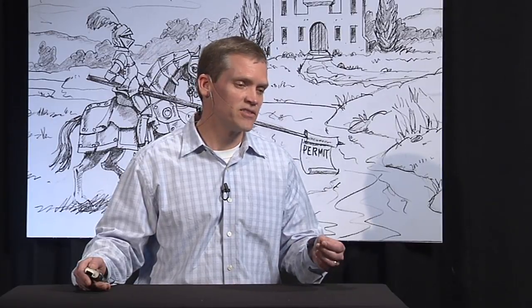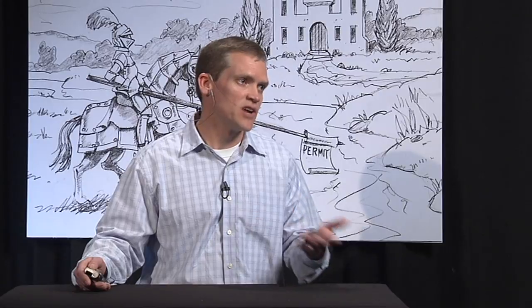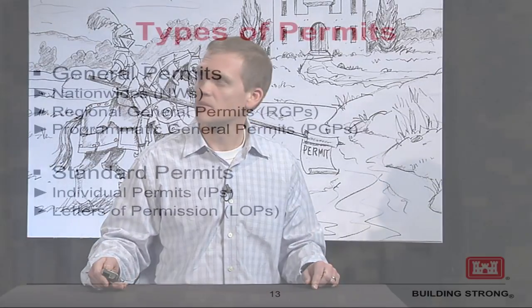To qualify, they have to meet the limits in the description of the nationwide, but they also have to meet any regional general conditions of the nationwide. And if they do so, then that nationwide's out there for them to use. We have regional general permits with the same kind of idea. They have general regional conditions as well, specific limits. But the idea behind those is that they're for specific activities that are common in a certain geographic area. So if we see a lot of a certain minor activity, we developed a general permit to address that, so we don't have to go through the individual permit process every time. Programmatic general permits are basically permits where another entity is permitting something on our behalf, again, for a minor activity.